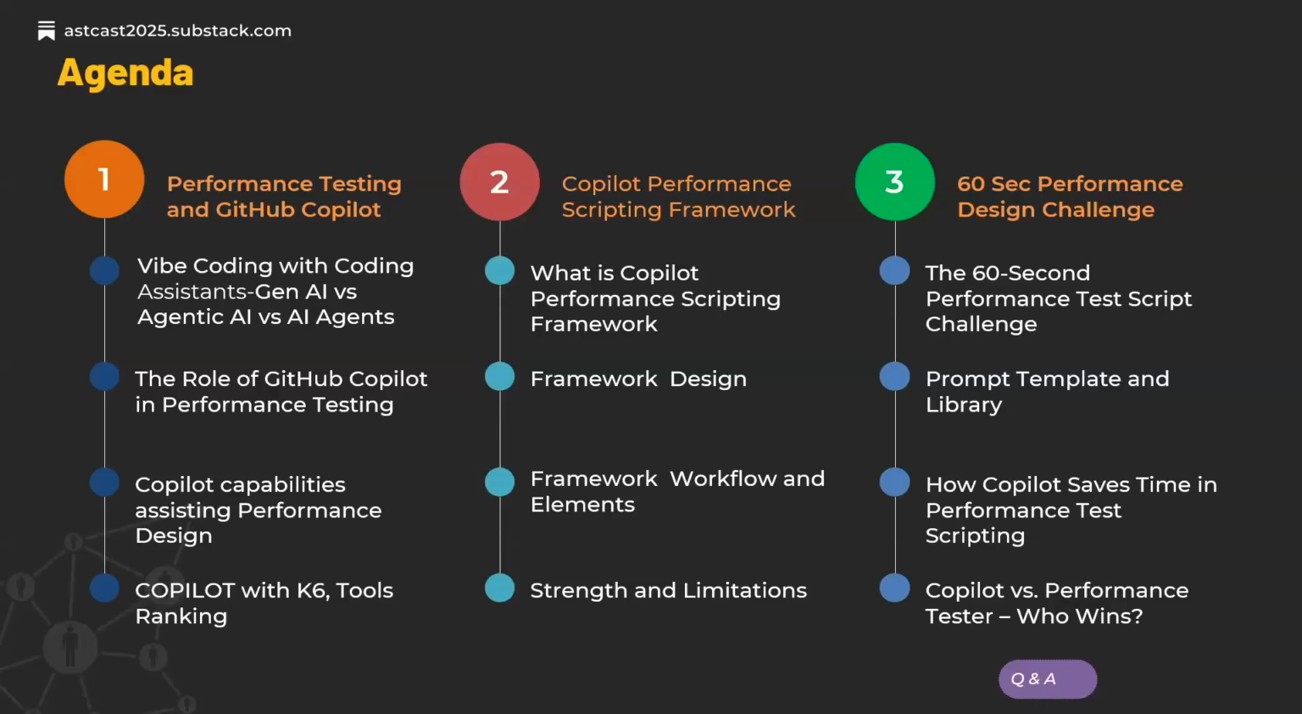And in the last segment, we'll have a 60-minute performance script challenge in which, if you have access to GitHub Copilot, we'll see how quickly we can create a performance script in any performance testing tool of your choice and see how efficient Copilot is in creating those scripts. I'll also walk through certain prompt templates and prompt libraries, which can help you understand what kind of prompts you can use for performance design using Copilot.